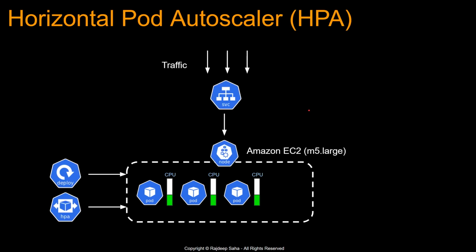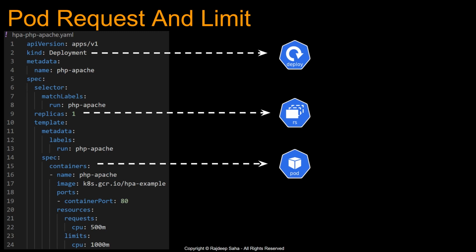Okay, so going back to horizontal pod autoscaler, let's now take a look at an actual manifest file and see how they are defined. This is a sample deployment file.